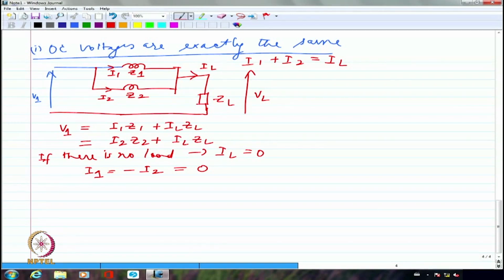Now if I look at how the current division takes place, by the parallel current division law, I1 is equal to Z2 divided by Z1 plus Z2, multiplied by IL.